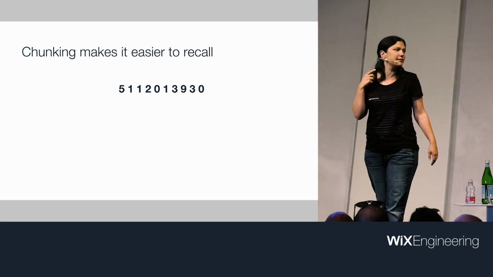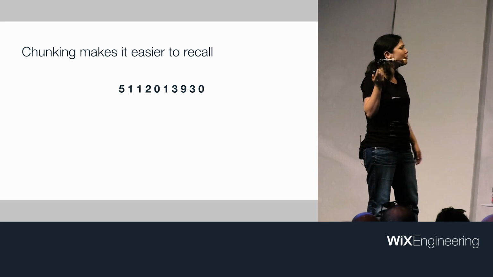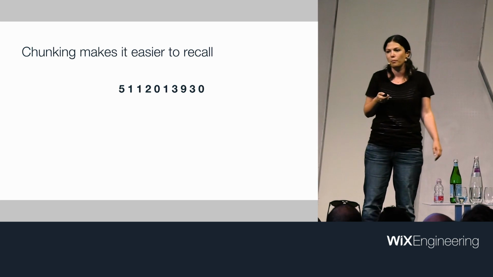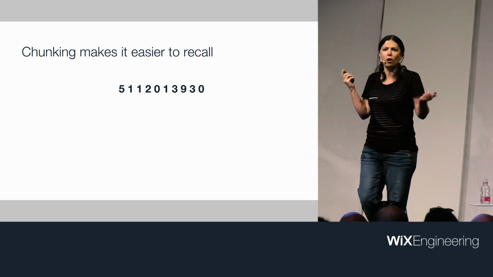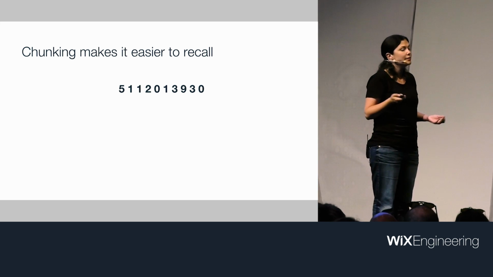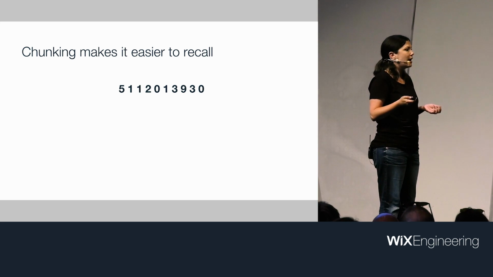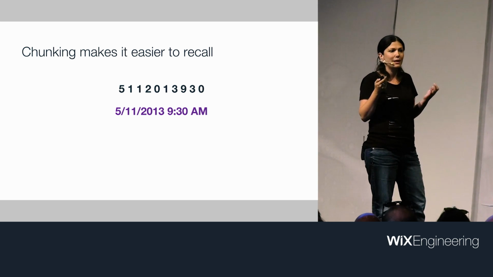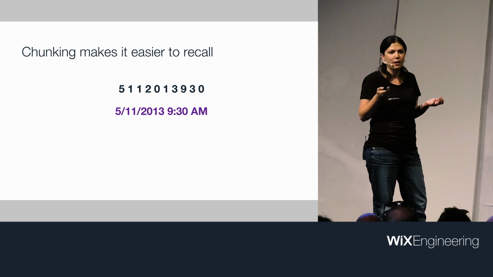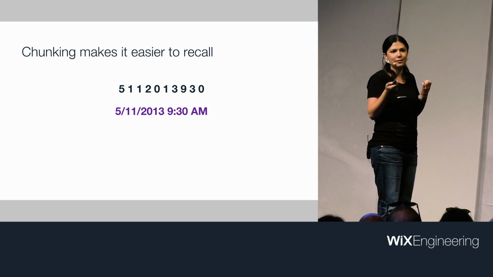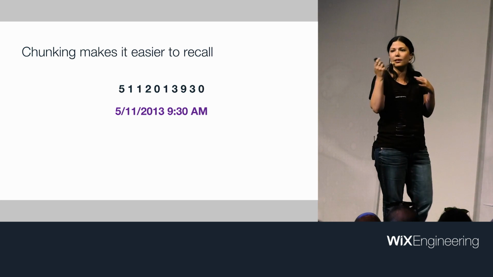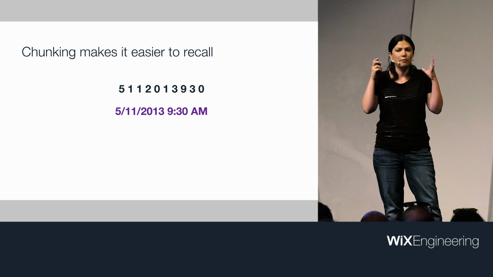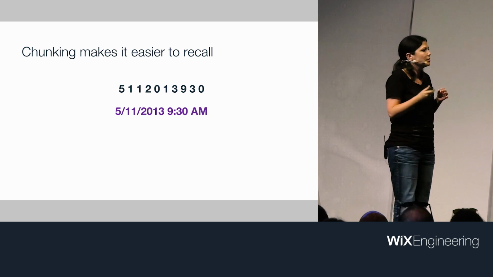Let's see another example. Say you had this sequence of numbers, 51120139330. It's really hard to remember all of them at once. But by using chunking and splitting them into a meaningful date, it makes it so much easier to remember. Notice that this date doesn't have to have any particular meaning to you. Only by casting it into a date does it become easier to process.